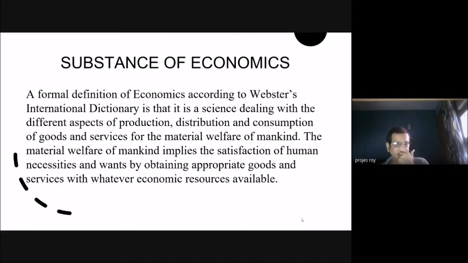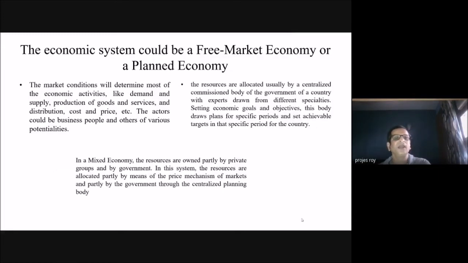So when you are using information as a consumable concept, or as a usable and reusable concept, then you can identify some of the economic value of that particular information. Now, the economic system could be a free market economy or a planned economy. Here you could understand that in a free market, the market conditions determine most of the economic activities like demand and supply, production of goods and services, distribution, cost and price, etc. The actors could be business people or other potential players.